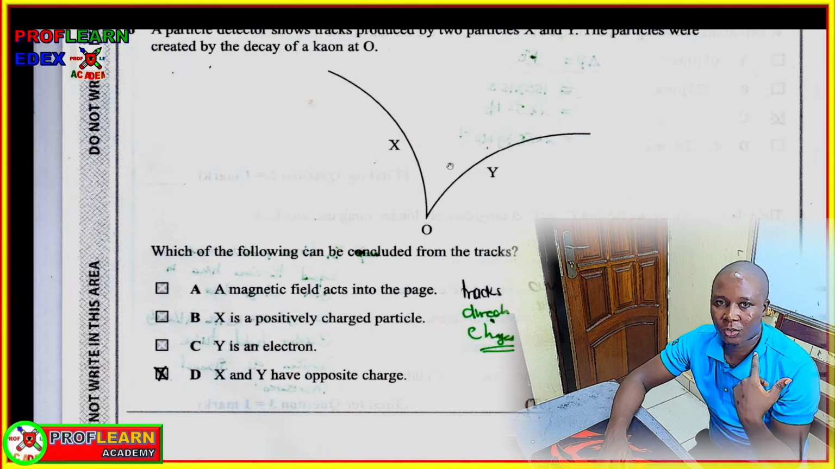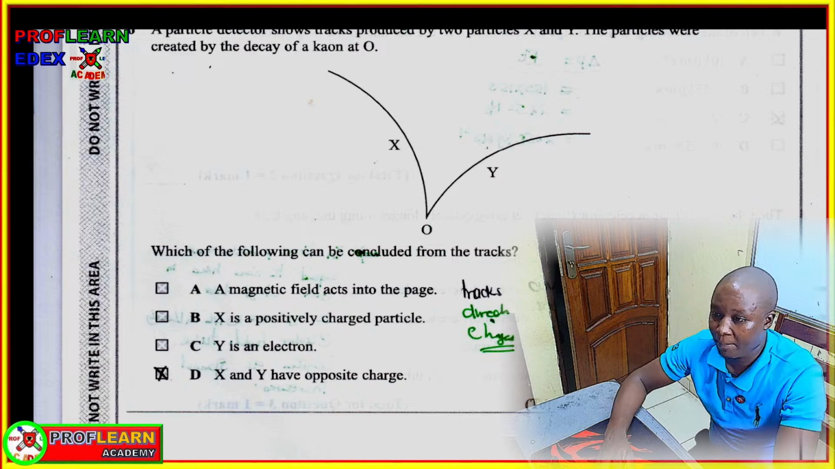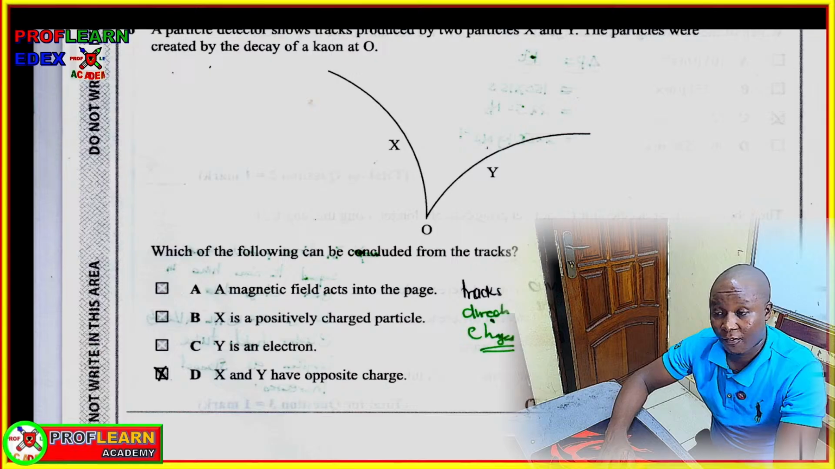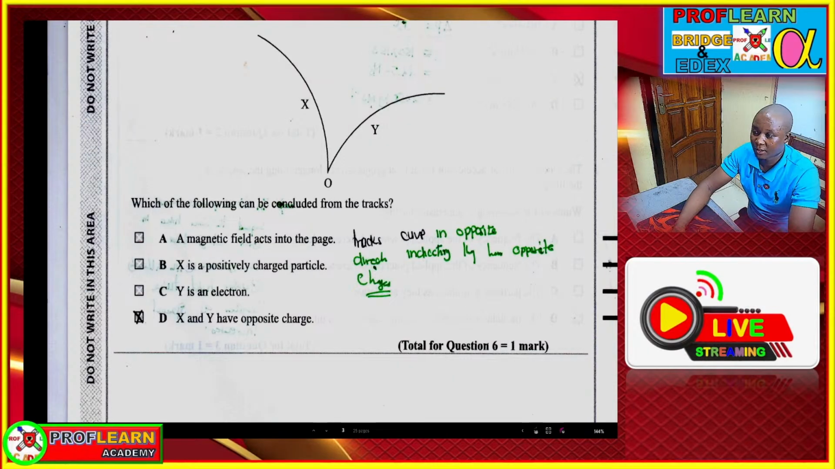Then we can apply Fleming's left-hand rule. So in this case, the only conclusion that we can make is that X and Y have opposite charges, since they are moving in opposite directions. That is the only conclusion we can make in this particular part.